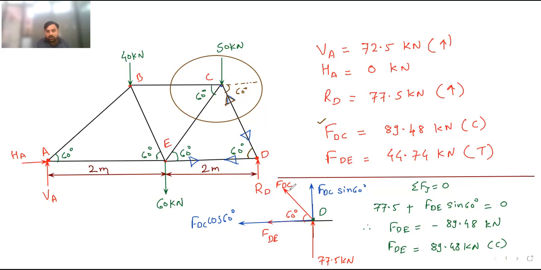Yet we have not changed the direction of this FDC. Am I right? FDC. Sorry, I wrote DE here, it is DC. FDC. Now I have halfway solved this joint. Now if I apply summation Fx equal to 0, what will I get here? Minus FDC cos 60 minus FDE is equal to 0.